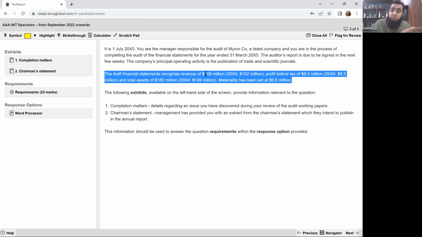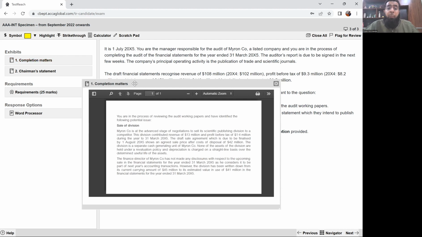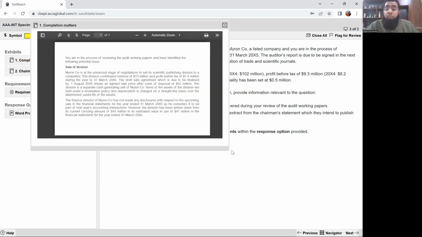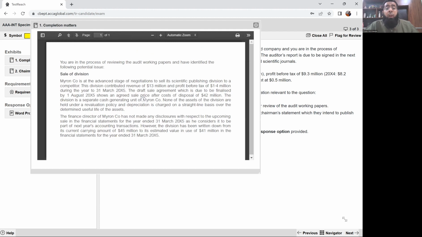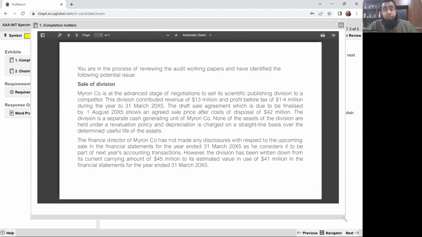Now let's read each of the exhibits. We'll try to identify the maximum information so that when we draft the answer, we can relate our answer. Okay, now let's read the first exhibit, completion matters. I always say to my students that when you are reading the question for the first time, always read it with patience and concentration. Don't rush while reading the question for the first time. Try and identify the data. We'll look at it in detail when we draft the answer.